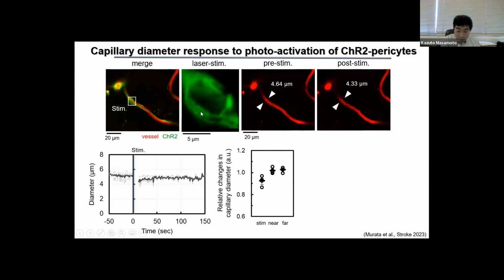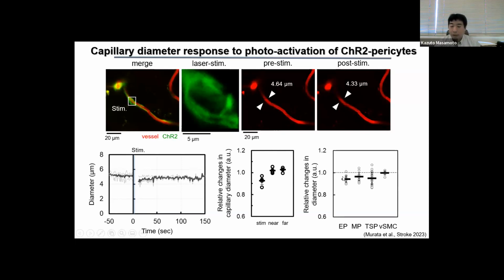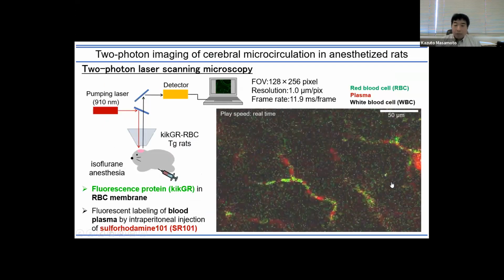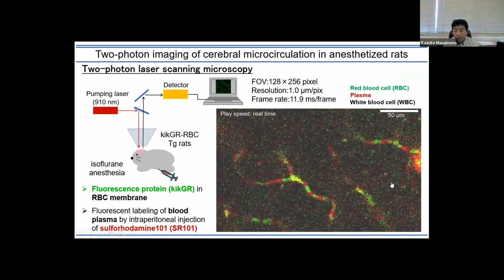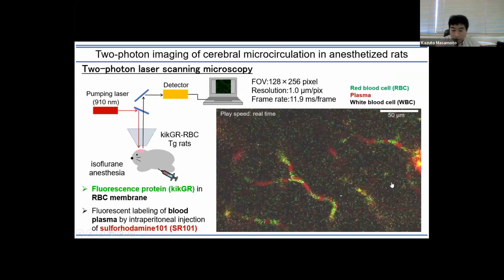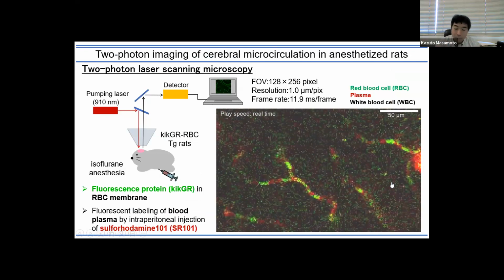We also use the control mice, but there's no change in capillary diameter. This is due to the activation of the pericyte, which is also consistent with the encasing mesh syncytial pericyte. But the venous smooth muscle cell has no change. So we know that the pericyte can constrict and manipulate the capillary diameter.